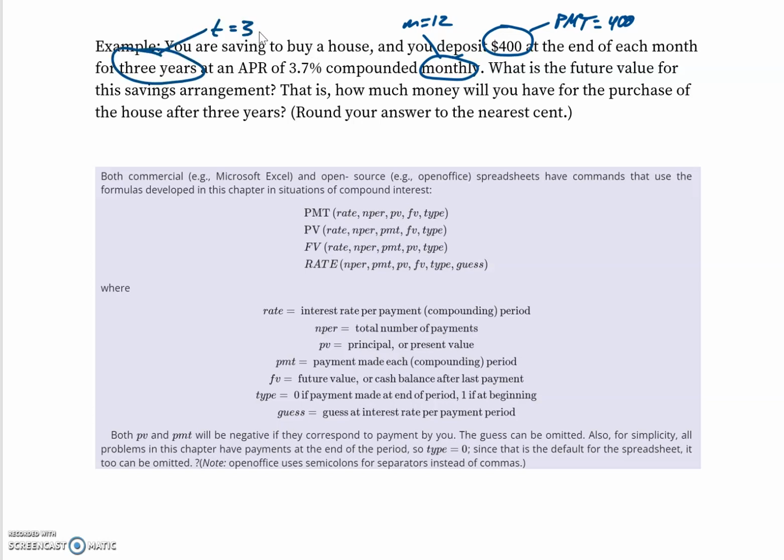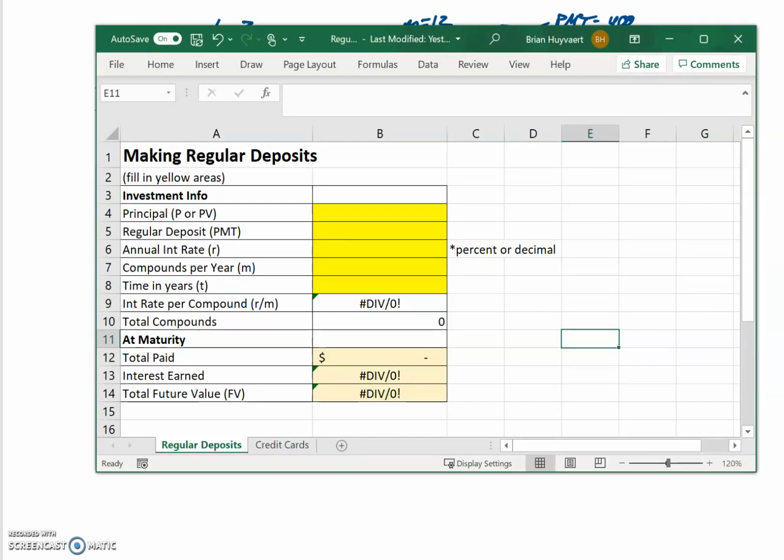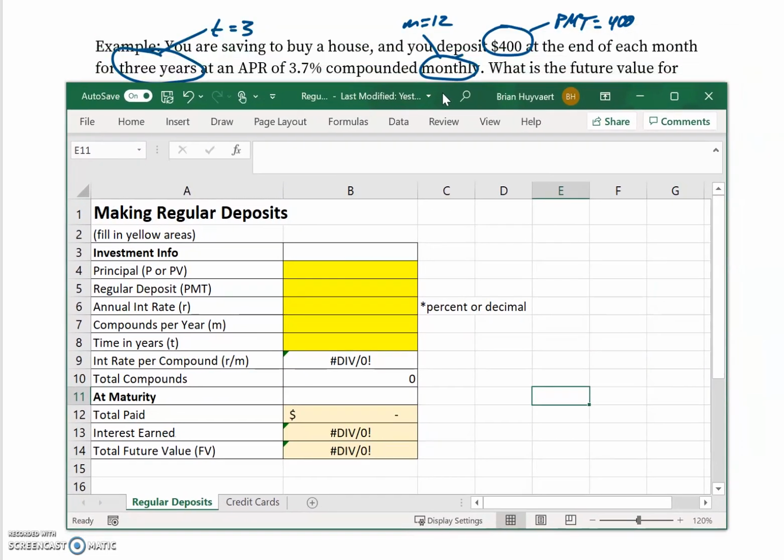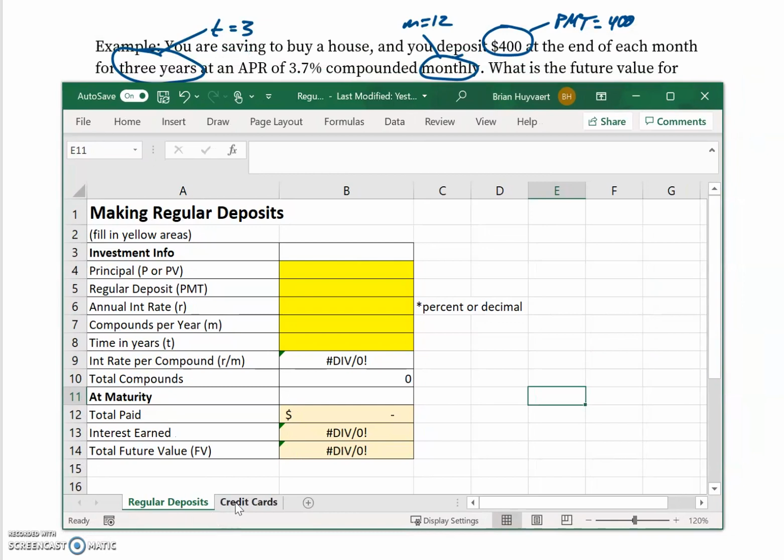T is always measured in years for these examples. And then, of course, our interest rate R is 3.7%. So let's pull up the template. And this one, keep in mind, kind of like the last one, I doubled down. So I put credit cards on here as well.